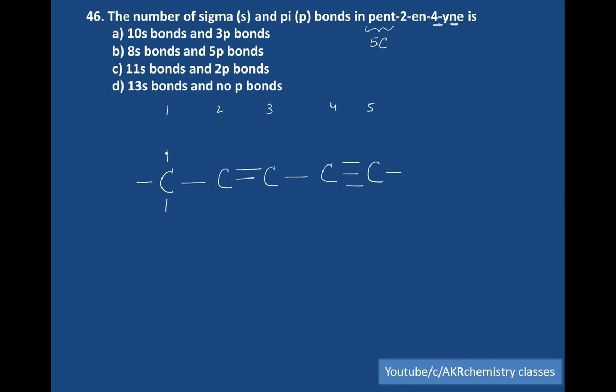So we know that carbon should have 4 bonds around itself. Now calculate the number of sigma bonds: 1, 2, 3, 4, 5, 6, 7, 8, 9 and this one is 10. Therefore total 10 sigma bonds are there. Pi bonds: 1, 2 and 3. 3 pi bonds are there. So option A is the right answer.